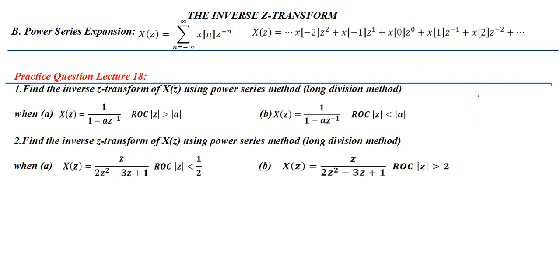And now I'll give you some practice questions. In a similar way we need to perform them. One question is given: 1 by 1 minus a z raised to minus 1. It's very simple, but we need to use the power series method. That's very important. Similarly, again causal and anti-causal. Here also causal and anti-causal, again in a rational form. The solutions to these questions we will discuss in the next lecture.